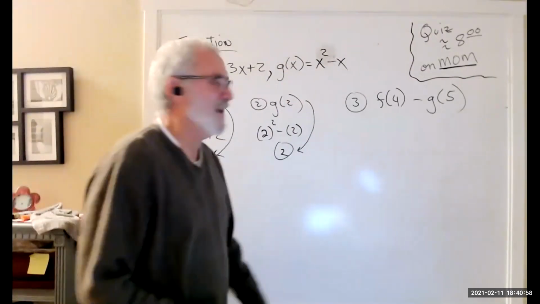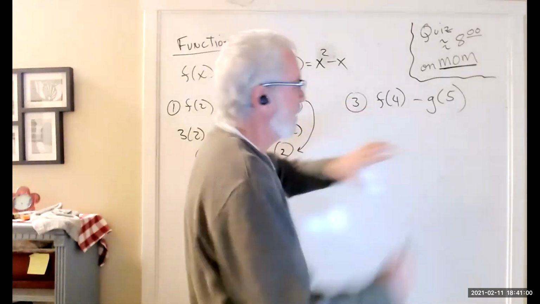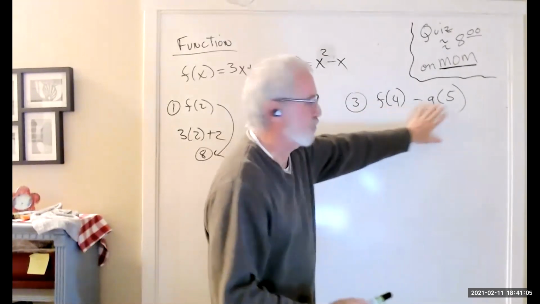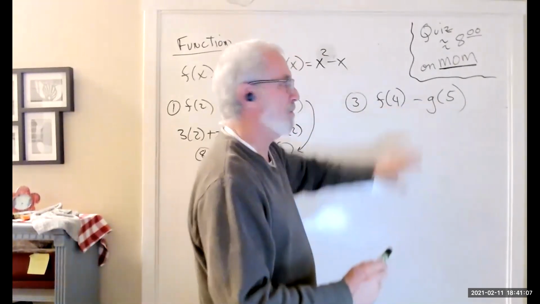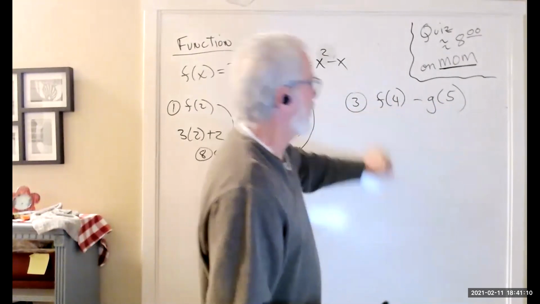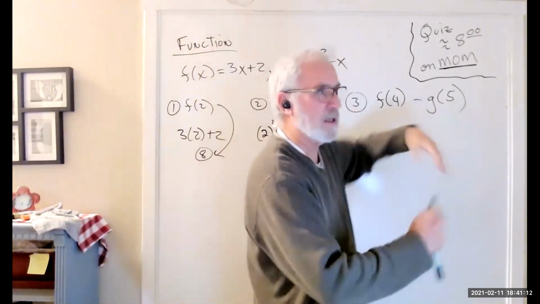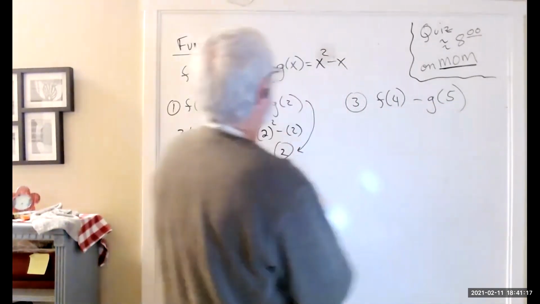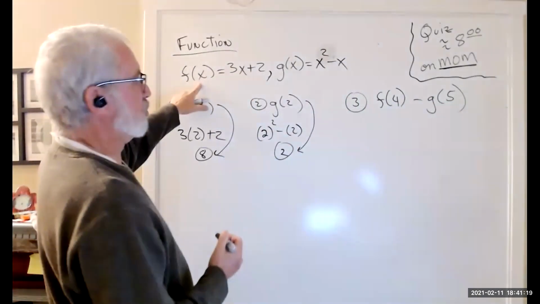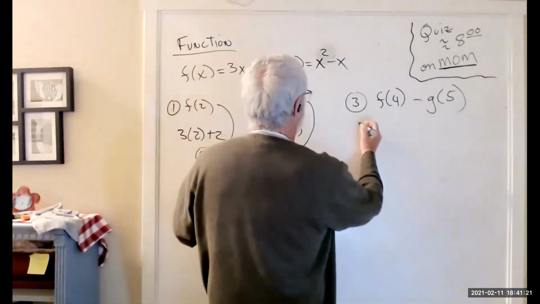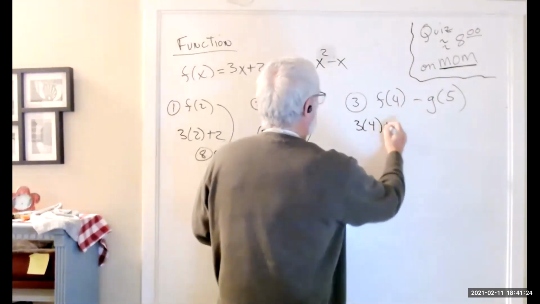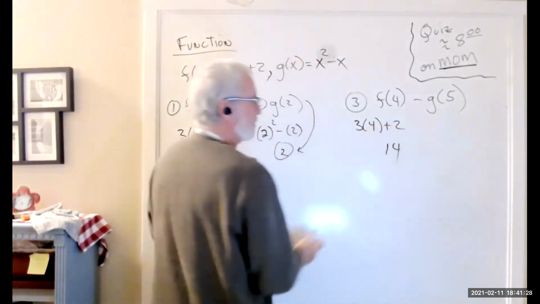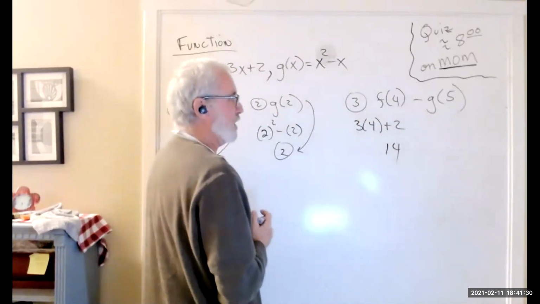Okay. Now, over here, this is like 2 separate problems. F of 4 minus g of 5. You're going to find f of 4. You're going to find g of 5. And then later at the end, you'll subtract the 2 answers. So f of 4, we go back to the f function. We stick in 4. So we have 3 times the 4 plus 2. That's 12 plus 2. That's 14. F of 4 is worth 14.